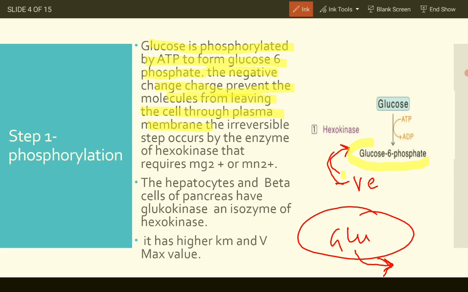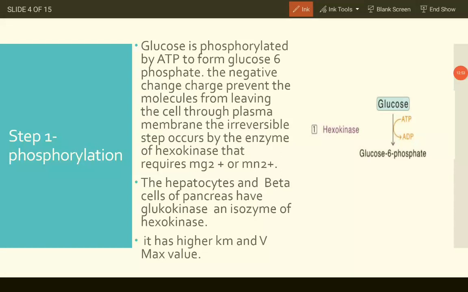But once it has been phosphorylated and a negative charge has been added to glucose, because it's charged and a large molecule, it could no longer cross the plasma membrane, and now it is trapped in the cytosol. So the next step of glycolysis could occur within the cytoplasm. Now this is an irreversible step which occurs through the enzyme hexokinase, right? As you can see, this is a one-way reaction.